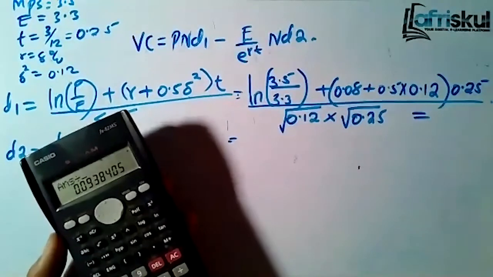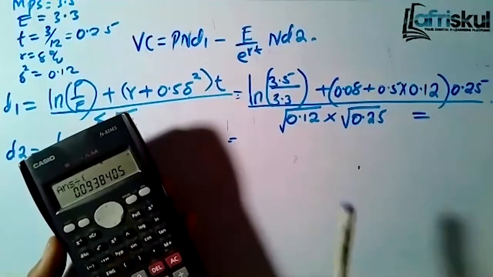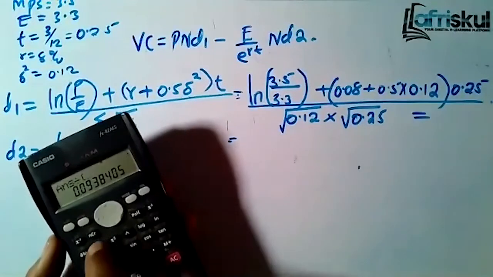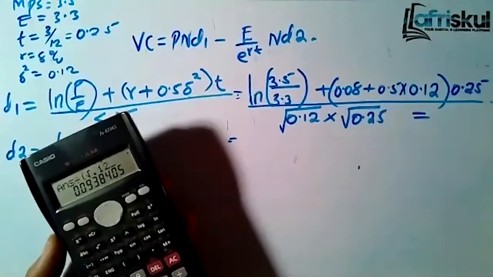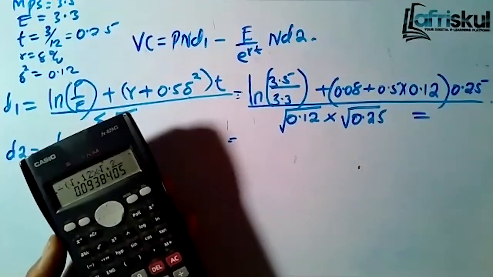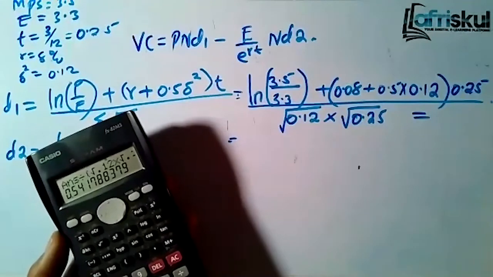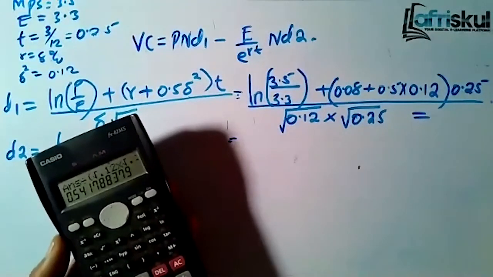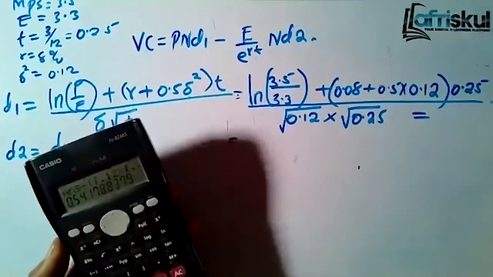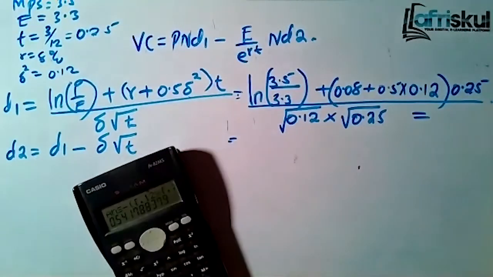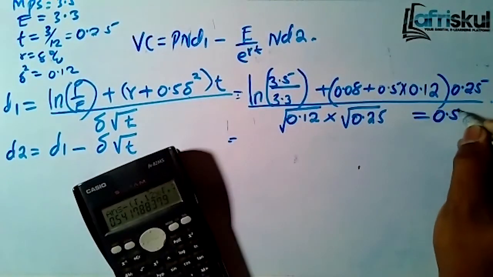Then you divide by, you open the bracket, the square root of 0.12, you multiply by the square root of 0.25, close the bracket. And you get 0.54. When you're doing this, always use two decimal places. So this one you get 0.54.